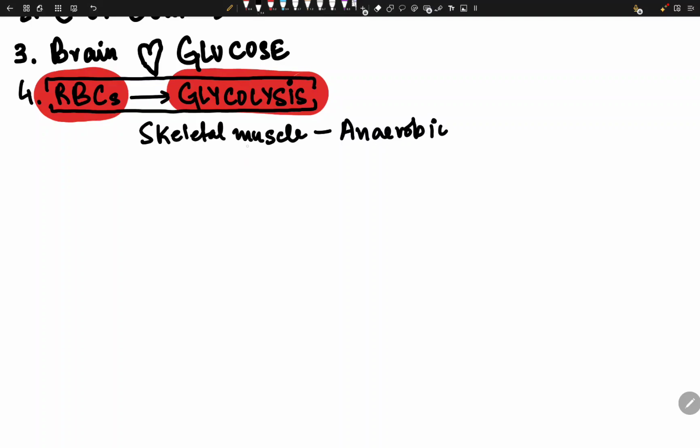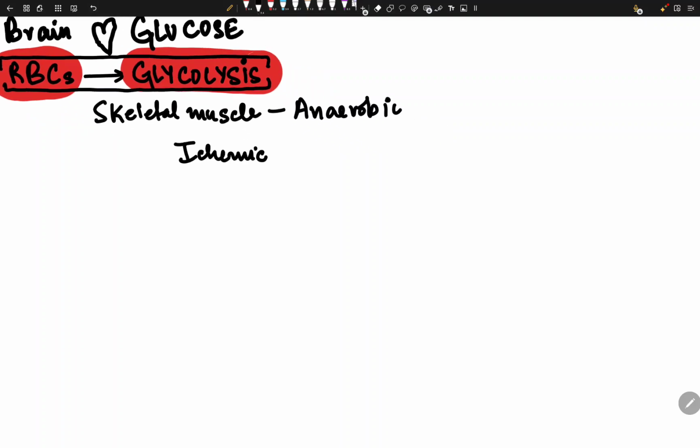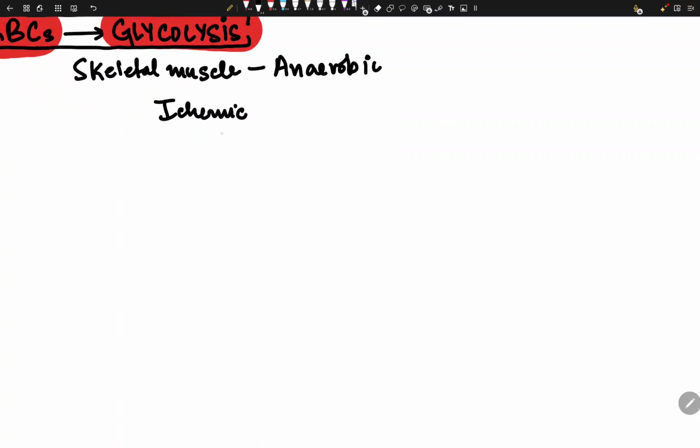We have ischemic tissues, right? Reduced oxygen means greater dependence on glycolysis. And the last, I think, cancer cells. Cancer cells thrive on glycolysis. Even in the presence of oxygen, many cancer cells increase glycolysis. This assumption or fact, whatever you want to call it, is called the Warburg effect. We will study this. Don't worry, I will cover this as well.